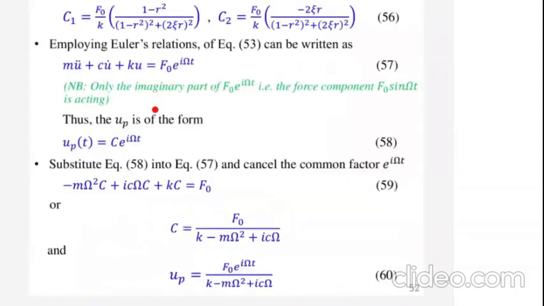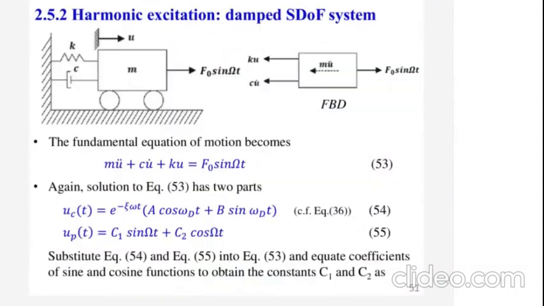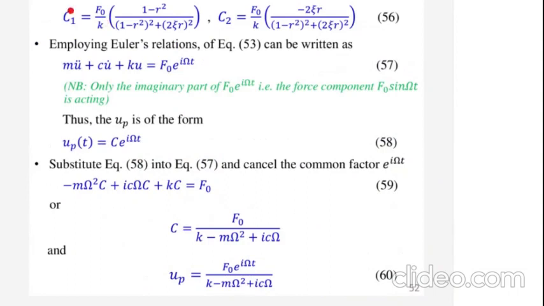We need to see the working. We need to see how you derive this. So we need to see those differentiations. We need to see you differentiating this UP twice, once and twice, and substituting into this equation, and show your working to come up with these values.